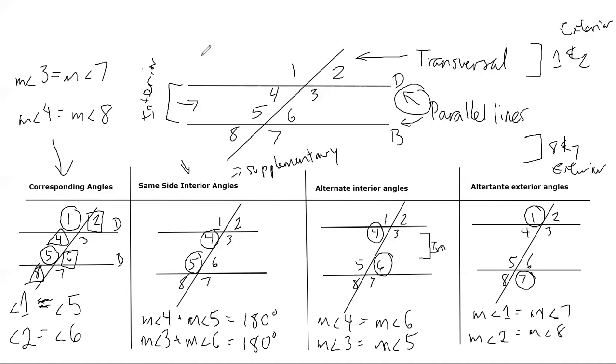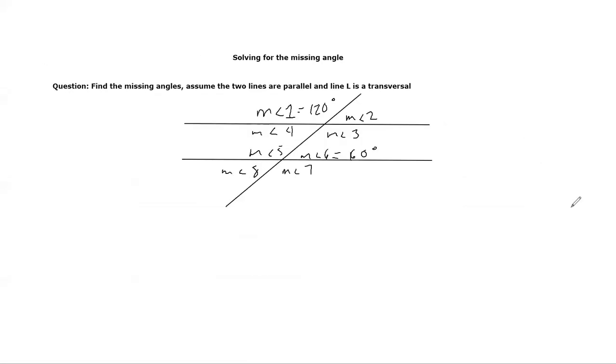Okay. Now, why don't we do the same thing? Why don't we use all these postulates, but this time let's add numbers, right? Okay, question. Find the missing angles. Assume the two lines are parallel and line L is a transversal. Okay, so why don't we first figure out what's going on here? Why don't I just label this L? And I'm supposed to find all the missing angles. Now, if you notice, there's a lot going on here, right? Why don't we just list all the angles that we do know?